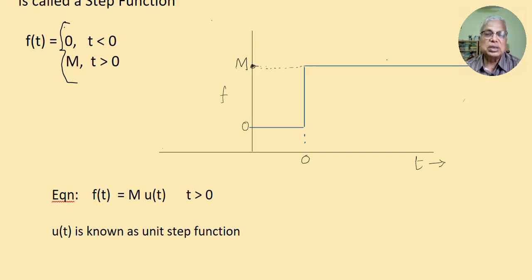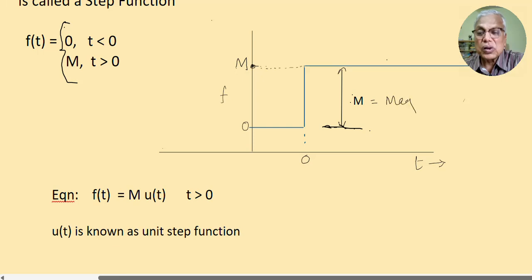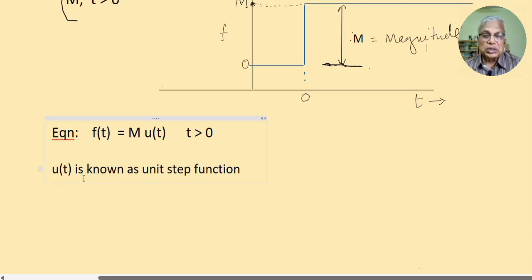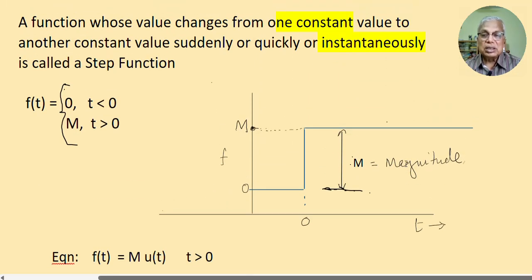What is the magnitude? This is known as the magnitude of the function. M stands for the magnitude of the function, the amount of change, the value of the change in the function. So when m equals 1, this function becomes the unit step function. Imagine instead of m, you have 1.